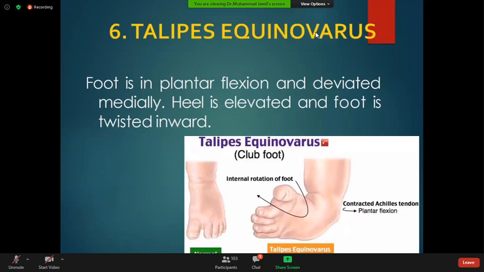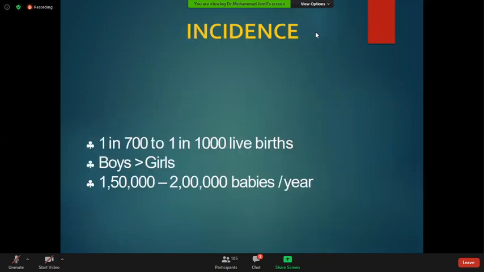Talipes equinovarus. Okay, look at the picture. The foot is in equinus, and there is internal rotation of the foot. The Achilles tendon is contracted. When there is plantar flexion, the foot is deviated medially and twisted inward. That is the varus. It occurs in one in 700 to 1,000 live births, and is more common in boys than girls.